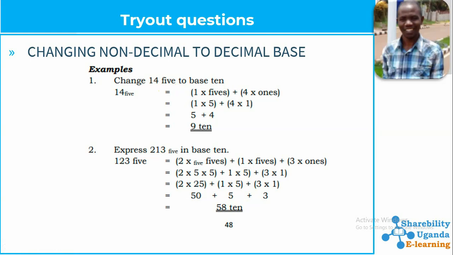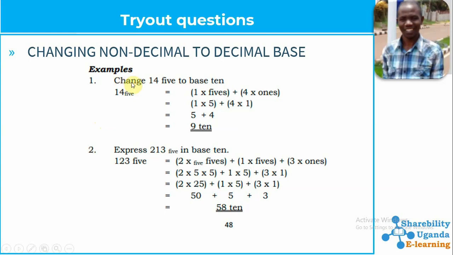So when they say change 14 base 5 to base 10, what we should be able to do is recall our place values as we looked at in our recent video. Please, if you didn't watch our recent video, check it out so that you can move at the same pace with us. But don't worry, we shall explain to the maximum until you pick it.